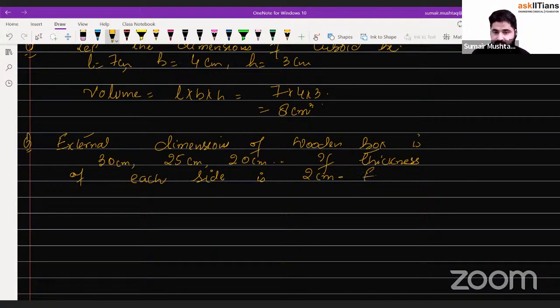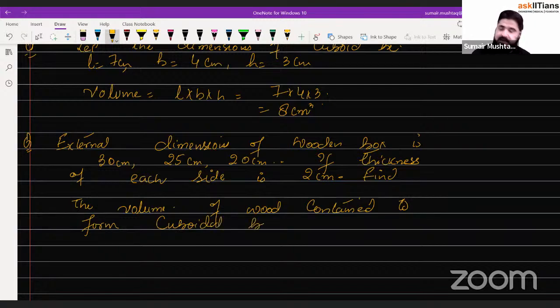Find the volume of wood. Not the wooden container, find the volume of wood contained to form the cuboid. Can anyone tell me how this is done?